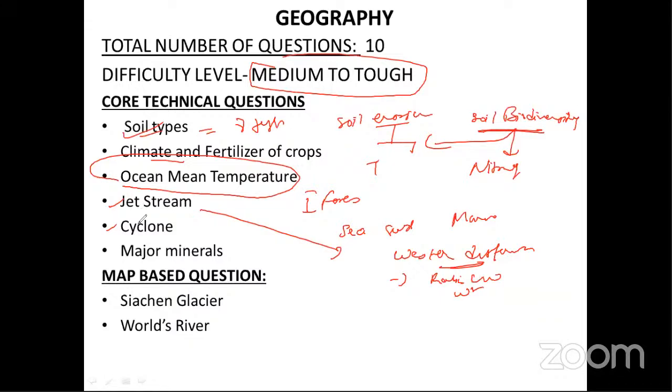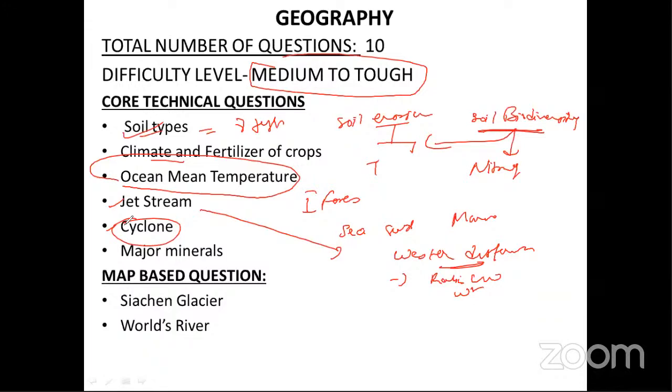Similarly, cyclone. Now you know cyclones form in the Arabian Sea too. A very simple question, whether you know the structure of the cyclone or not. The eye of the cyclone, the central part of the cyclone, is a low pressure area. Here air is rising, air is not sinking, and wherever air is rising, it creates a low pressure. So it was a very simple question. In statement form they asked a question from the cyclone. So prepare cyclone.